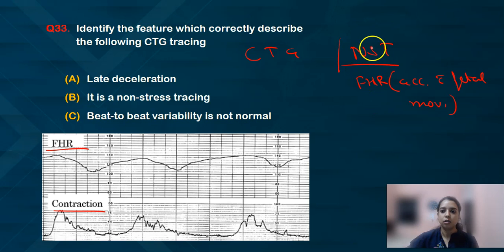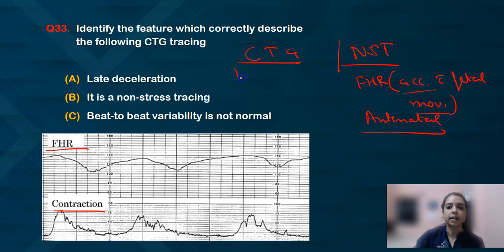So NST is a non-stress test. You do not look for contractions. Why? Because contractions are not there. It is done in the antenatal period. In high risk pregnancy, you do NST, in antenatal patient, where you look for acceleration with fetal movement. CTG is done in labor. You are trying to see the changes in fetal heart with each contraction. What is CTG? Cardiotocography. Cardio means fetal heart. Toco means contractions. The graph telling about the heart and the contraction is CTG.